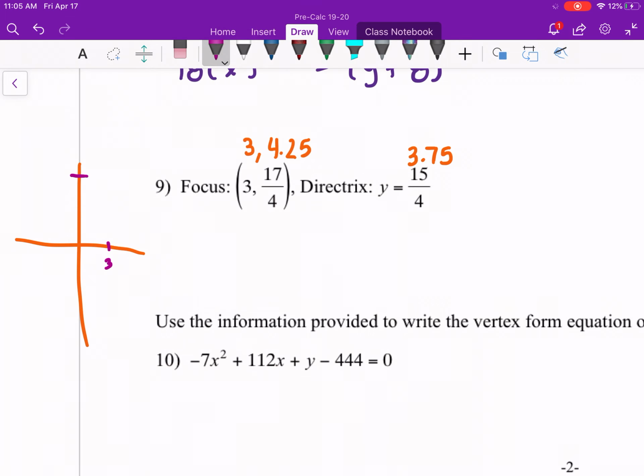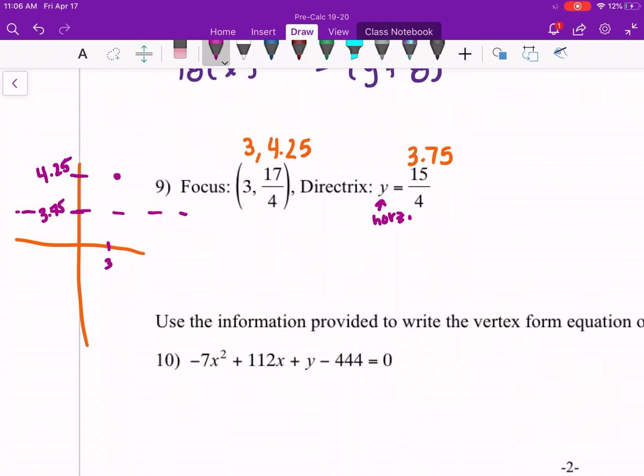We'll call this up here, 4.25. So that's where my focus is going to be. And then my directrix is going to be at 3.75. And again, it's a horizontal line. I know that because it's y equals. That means horizontal. So I'm going to do a dashed horizontal line through 3.75.